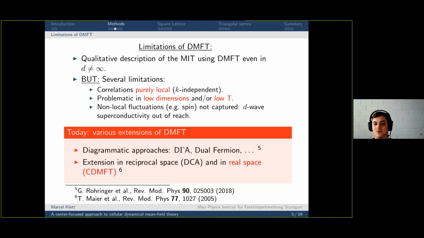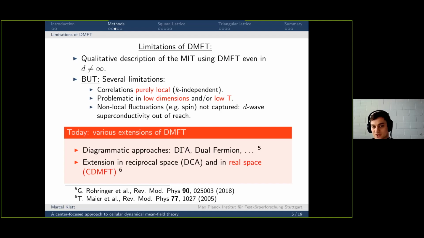But what we know, for example, from cuprates and experiments like ARPES experiments, is that this self-energy is not a local quantity in these materials. And this locality of the theory becomes also very problematic if we cool down to lower temperatures, where we know that long-range fluctuations play a huge role in materials like cuprates. Another thing we see at first sight is that we cannot describe d-wave superconductivity with a pure DMFT approach, since it's a non-local quantity or stems from non-local fluctuations.